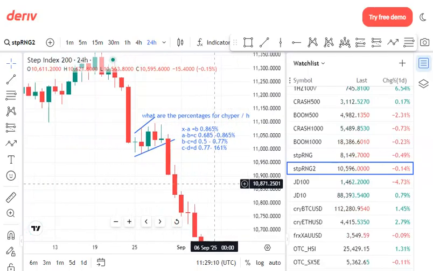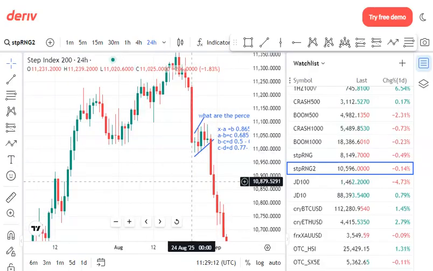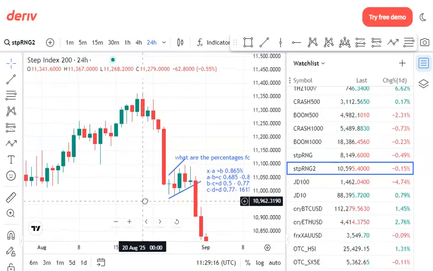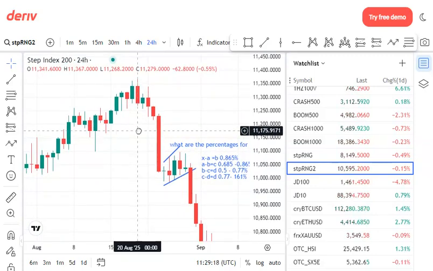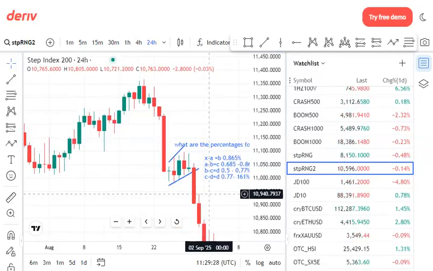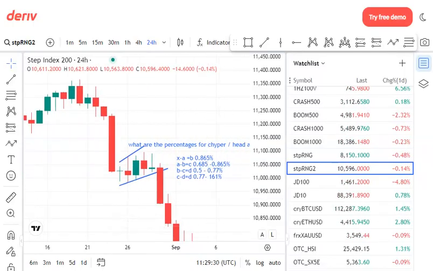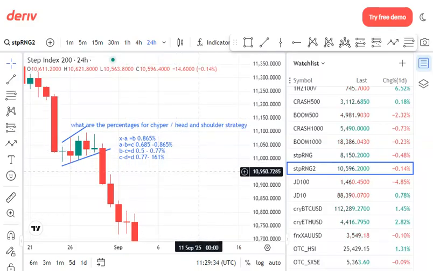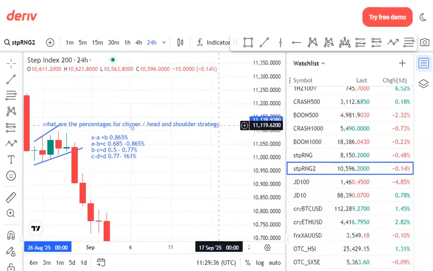After I identified it, I knew there was going to be a reversal. I saw the cipher pattern play. I made my analysis from the monthly time frame with the gold, and from the monthly I went to the weekly, and from the weekly to the daily, and from the daily, I saw something that gave me an entry with a weekly candle on the 4 hour time frame. So these are the percentages for the cipher and head and shoulder strategy.